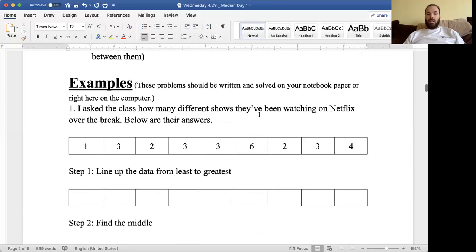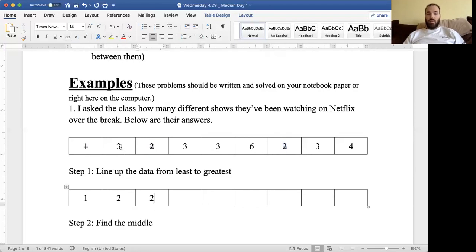I asked the class how many different shows they've been watching on Netflix over the break, and here are their answers. My first step is to line up this data from least to greatest. So I'm going to look at the data and find the lowest number. The lowest number is 1. What I like to do is, after I've done a number, cross it out so I don't have to look at it again and so I don't accidentally count it twice. The next lowest number is 2. So I'm going to put 2 in. And then notice that there's 2 2s, so I have to put those both in.